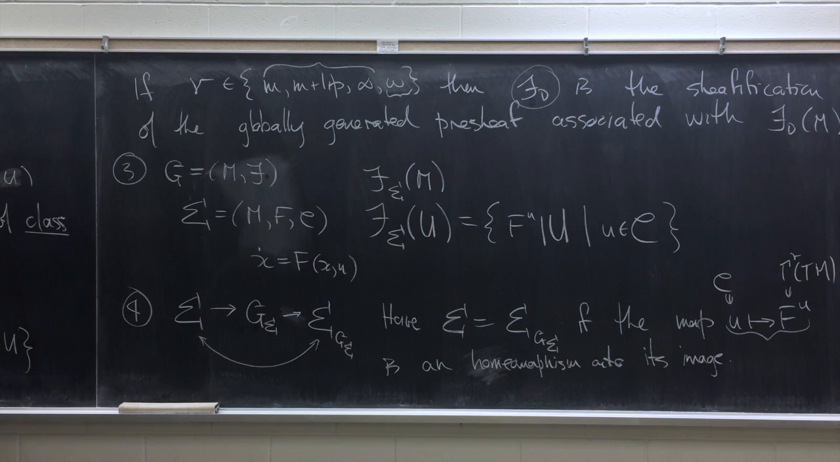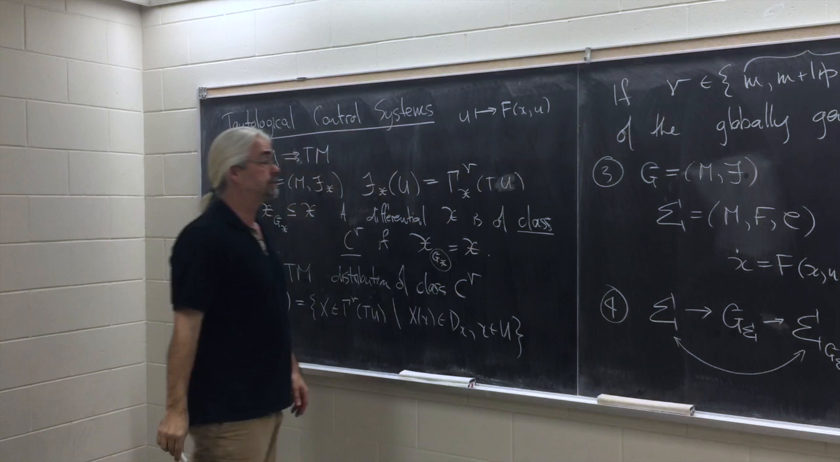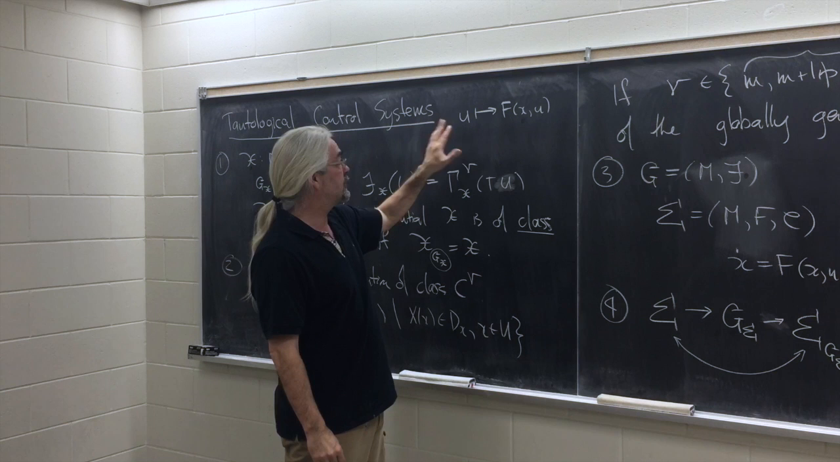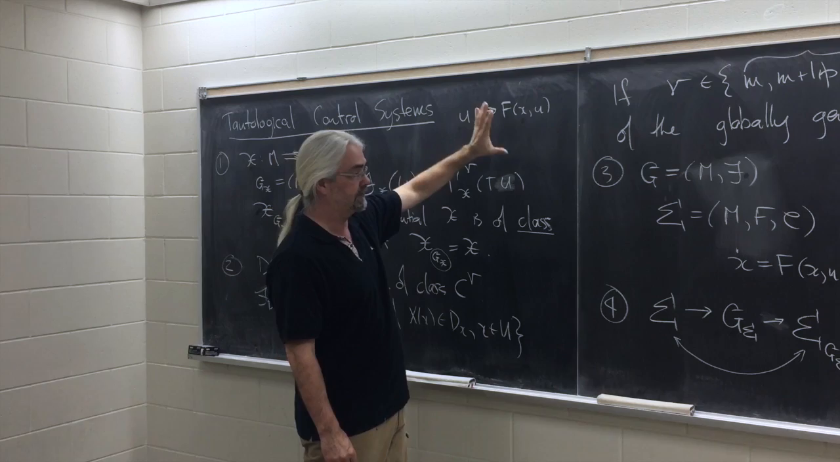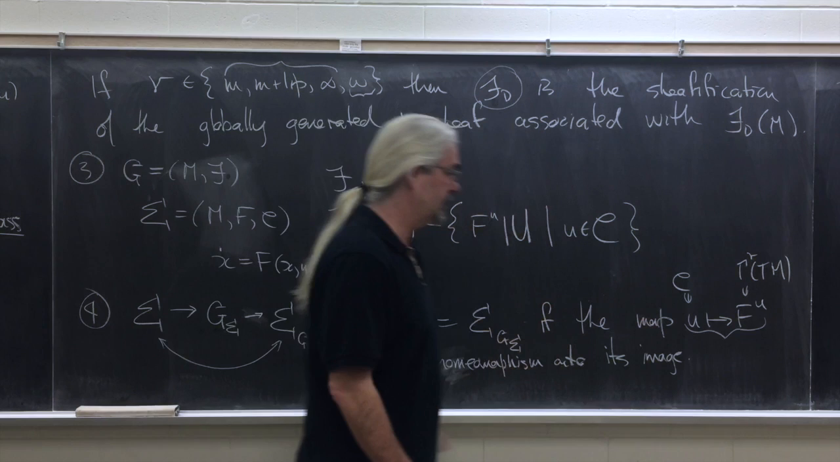Just to make perfectly clear, this is not saying that this map... right? So now I'm fixing an X, and I'm talking about the map which goes from control space into tangent vector. Not vector field, tangent vector. This is not saying that that map has to be injective for every X, or necessarily even for any X. It's not saying that at all. It's a very different thing. It's saying that this map has to be injective.